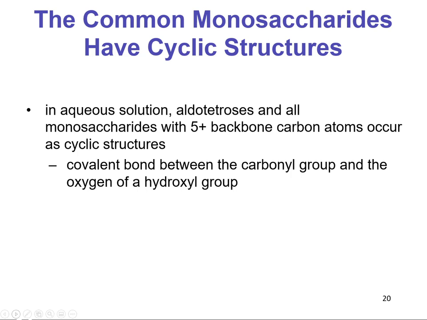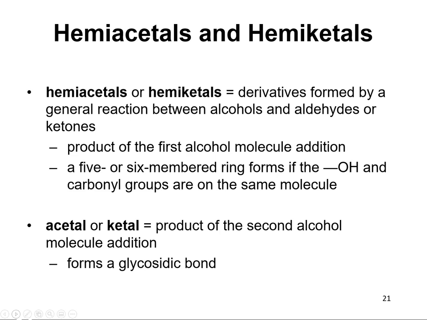So we're looking at Fischer projections and these linear molecules, but sugars can actually close up and form a ring. In an aqueous solution, aldotetroses and all monosaccharides with at least 5 backbone carbon atoms are actually in their cyclic structure. So there are covalent bonds that form between the carbonyl group and one oxygen of a hydroxyl group. The terms that we use to describe these molecules are hemiacetals or hemiketals, and then acetal or ketal.